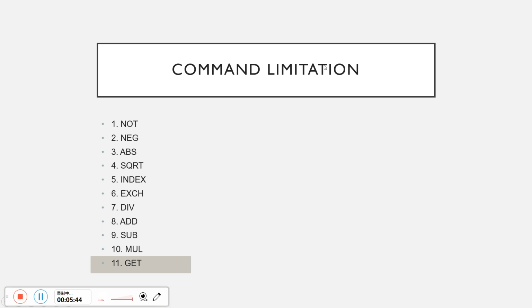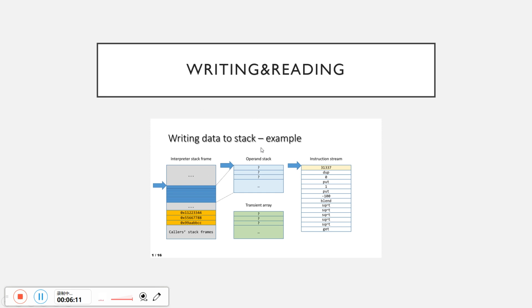So there are some command limitations here. You can only use not, neg, abs, sqrt, index, exch, delete, add, sub, mul, and get. And the most important are this get, as well as this sqrt. We can see how we can use them to read or write stack addresses. So this is the example. We want to write 31337 to the stack.